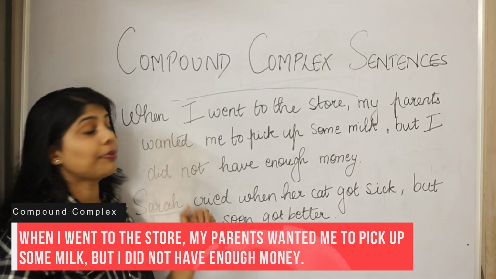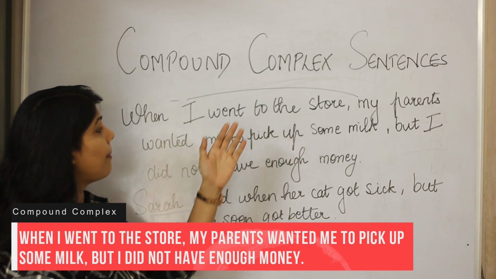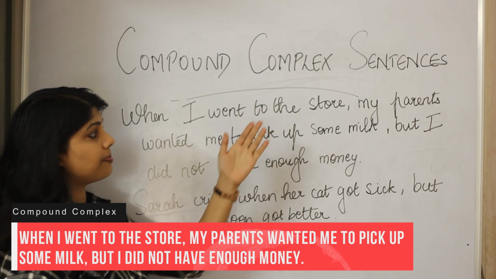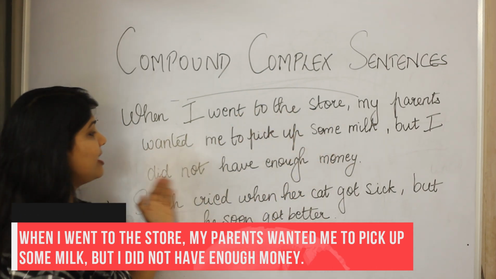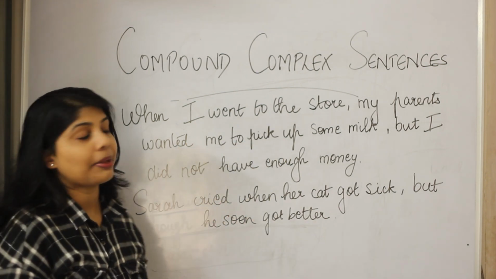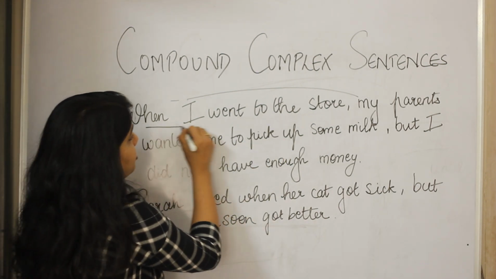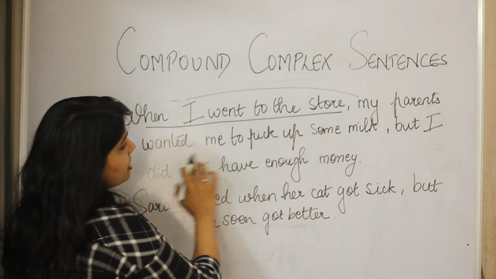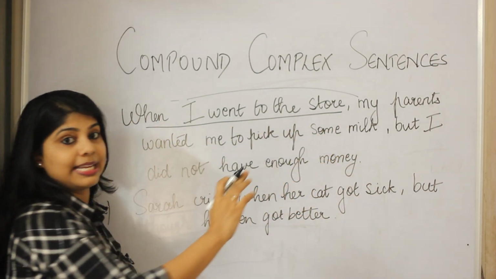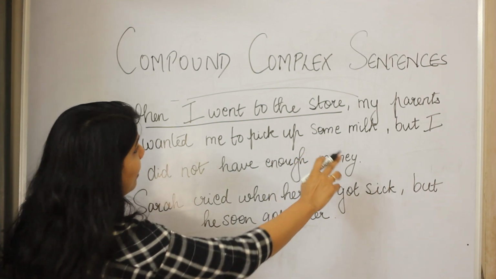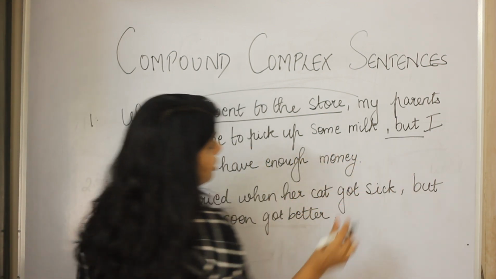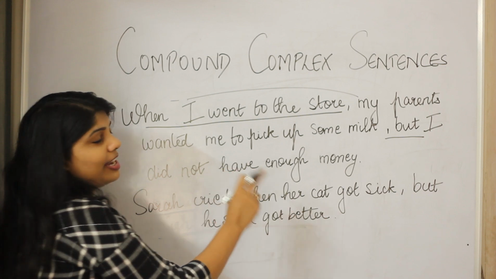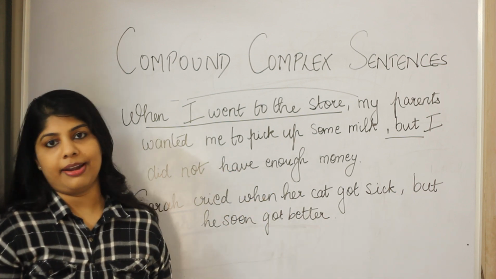The first one. When I went to the store, my parents wanted me to pick up some milk, but I did not have enough money. Now here, when I went to the store is the dependent clause. My parents wanted me to pick up some milk is the independent clause, but is the coordinating conjunction. I did not have enough money again is the independent clause.